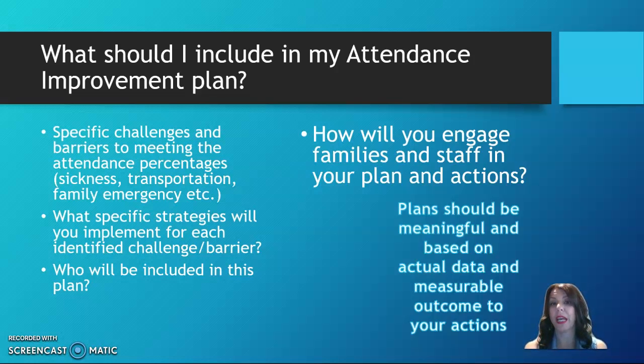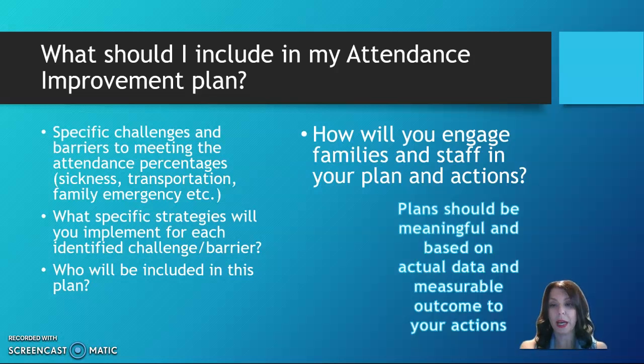And then how are you going to engage families and staff, right? Because we want to make sure that there is buy-in and that we do some things that are fun to increase attendance, or we're really talking about and case managing the barriers so that we are having effective strategies in place. Plans should be meaningful and based on actual data and measurable outcomes to your actions.